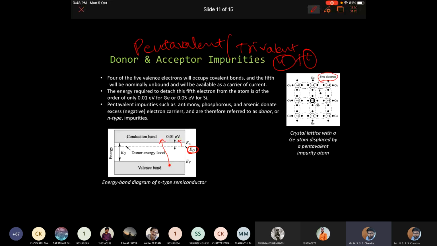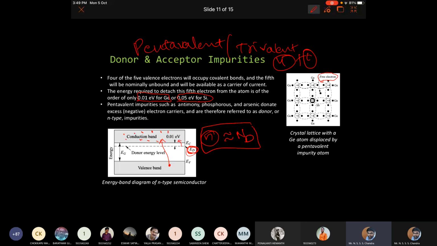The energy required will be only 0.01 electron volts for a germanium crystal. It will be only 0.05 electron volts for a silicon crystal. That is very much less compared to the energy required to kick an electron from the valence band to the conduction band. Now most of the electrons sitting in the conduction band belong to the donor atoms, not to your germanium crystal. So I can say that the electron concentration in the conduction band will be nearly equal to the concentration of your donor atoms.